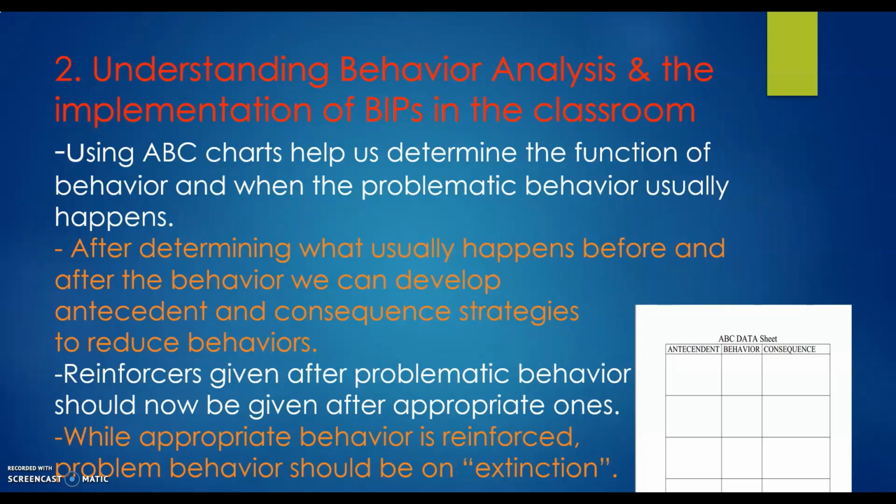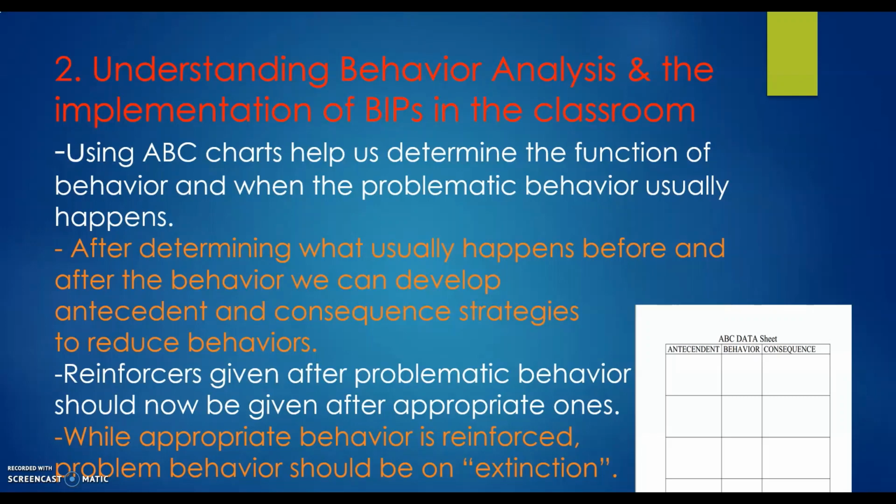sometimes we look at the consequence on the data sheet, and we realize that we did provide attention to the student every time he kicked his peer. Even though this kid sometimes acts in appropriate ways, we never give him the attention we do when he engages in problematic behavior. So what we want to do is to reverse that by giving him attention most of the other times he's engaging in appropriate behaviors, and we put the problematic behavior on extinction, which means we will stop reinforcing the problematic behavior.